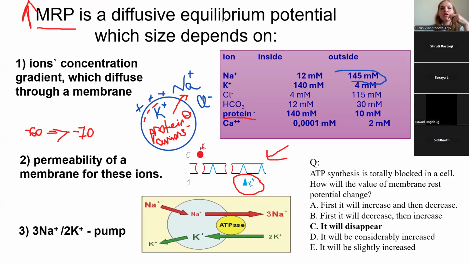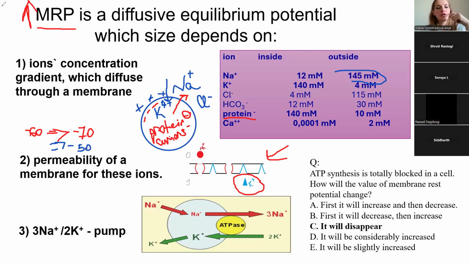If the opposite story, if permeability for sodium goes up, it means that sodium will move inside of the cell, and as a result we will have more plus inside. In this case, you will say that MRP will go down, will be smaller. It means from minus 60 it could be, for example, minus 50, becoming more positive.